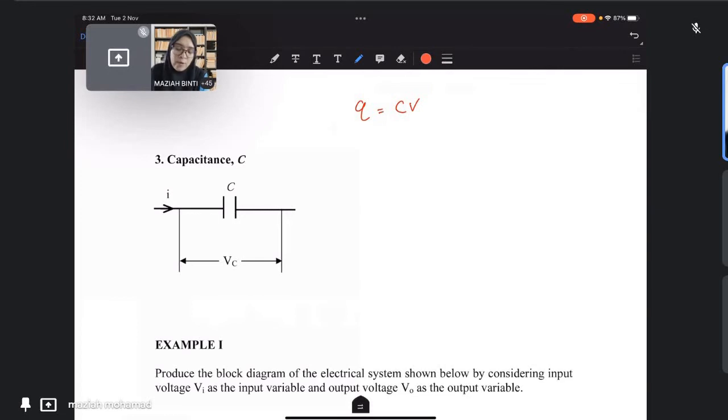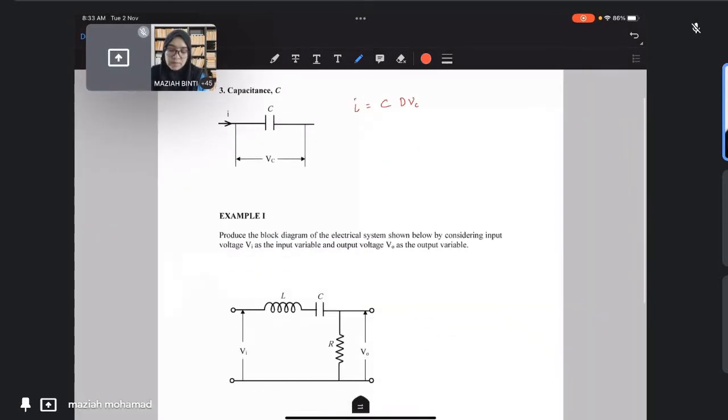But for the analysis here, we're going to use I equal to C dV. Okay. Meaning current is equal to capacitance multiplied with the change of voltage. Okay, so that is the 3 elements in electrical system.